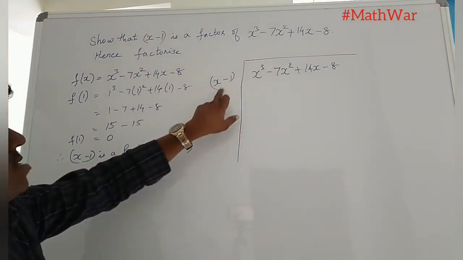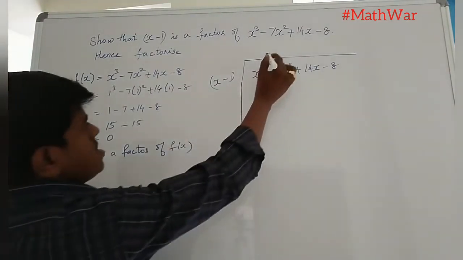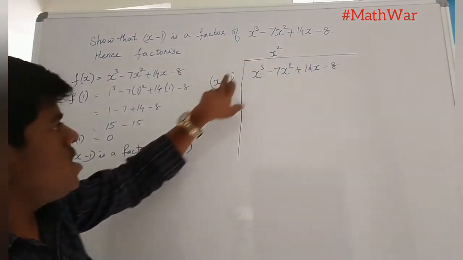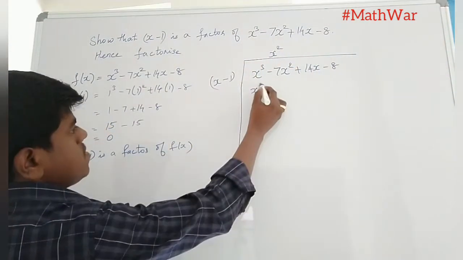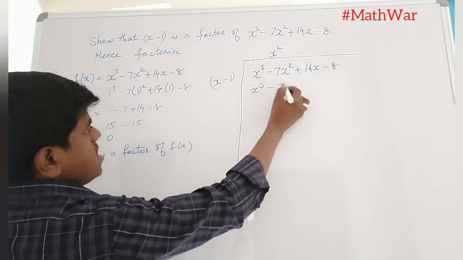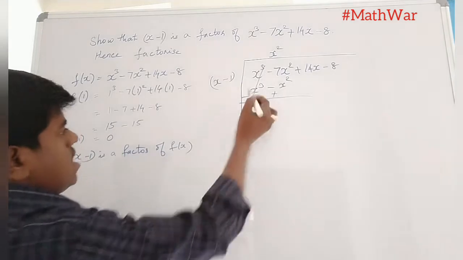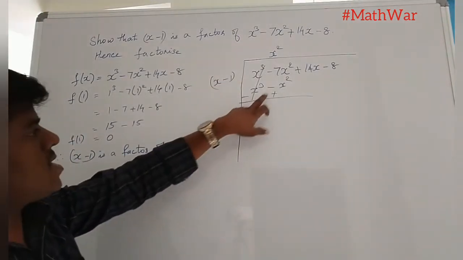First term by first term, x cube by x is nothing but x square. Now x square should be multiplied here. X square into x is x cube. X square into minus 1 is minus x square. Now change the sign, it will become plus, and here x cube minus x cube will get cancelled.